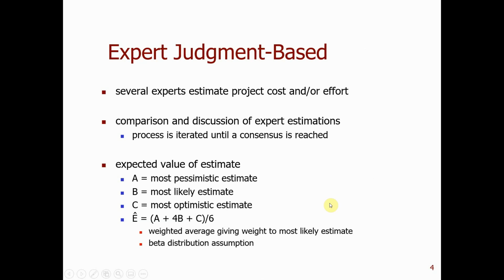Let's move on. The first one, expert judgment based estimation. As I mentioned, when you don't have much information, you can invite several experts to estimate. So here you can have three different estimates: the most pessimistic estimate, the most likely, and the most optimistic estimate. Then you can take the weighted average to get the estimate.